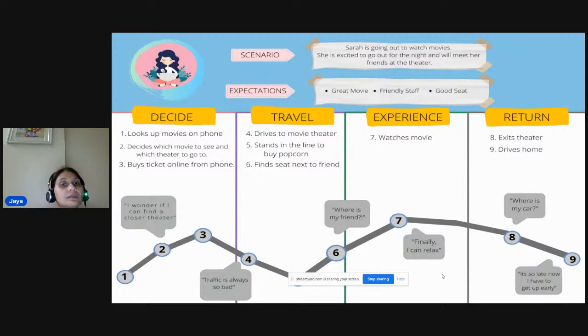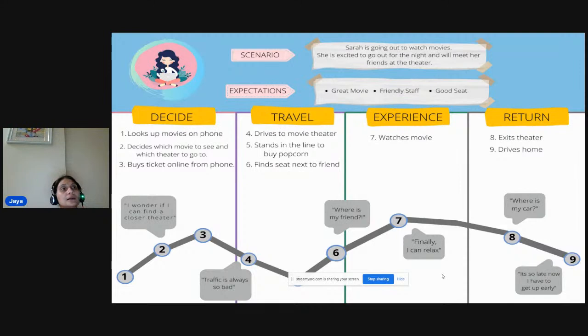The second point would be the travel. Why would she think about this second point, travel? Because she doesn't want to travel too much. She doesn't want to consume much time traveling to that particular theater. Secondly, she wants to find a seat next to a friend. So that's the reason she doesn't want to consume that much time in the travel part. She wants it near, so she can stand in the popcorn line to buy it, and then find the seat next to her friend.